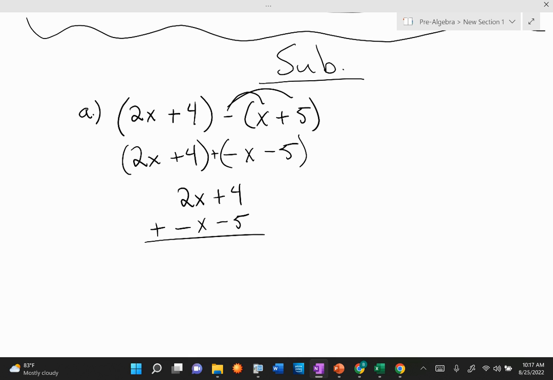What's the value of x right there, that negative x? It's a negative 1, right? So what's 2 minus 1? 1. So it should just be 1x, or just what? Just x, okay? What's 4 minus 5? Negative 1. Yep, so your answer could be 1x minus 1 or x minus 1.